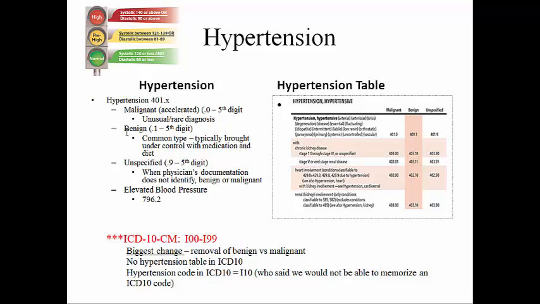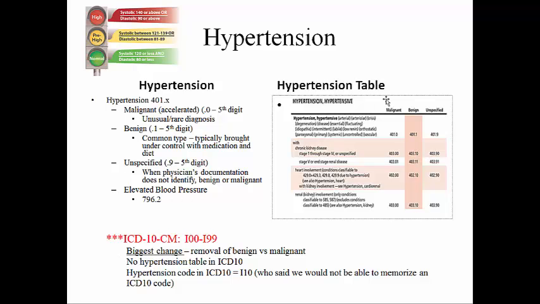Benign is more common, and you'll notice though the physician really never documents benign, but once in a while you can see it in the documentation. And benign is typically brought under control with medication and diet. Usually what we see, probably 90% of the time, coders are using the unspecified, the 401.9, because usually the physician will not document or identify if it's benign or malignant, and that's okay.